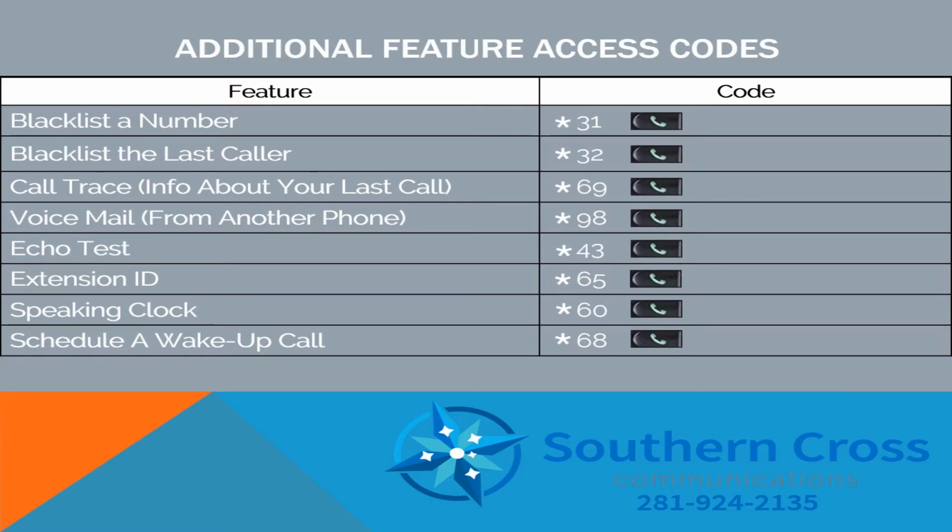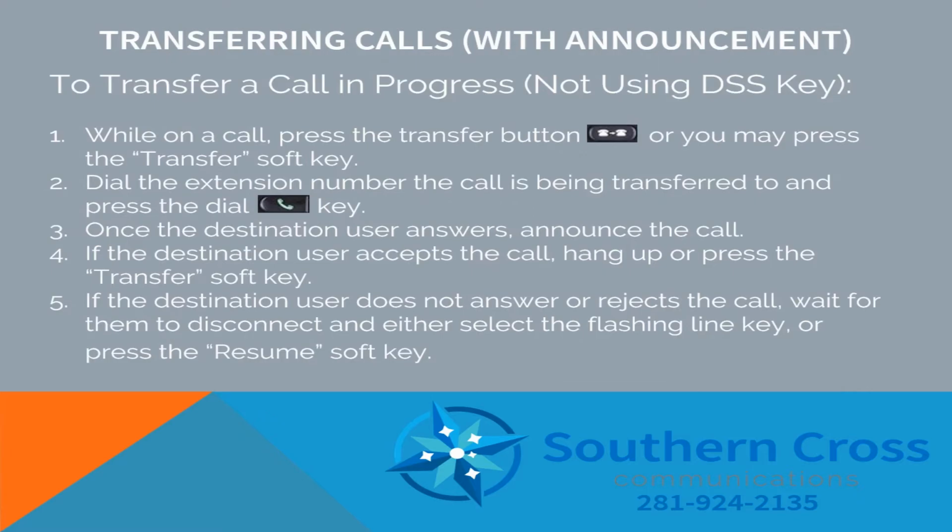The system offers two ways to transfer calls: supervised and blind. If you are screening calls, you will want to use the supervised method. Press the transfer button while on the call, which places it on hold. You can then dial the intended destination followed by the dial key, or press their BLF key. Once they answer, tell them who's calling.